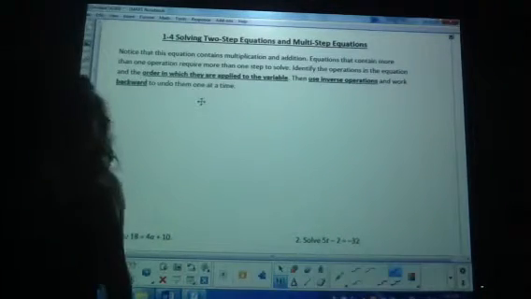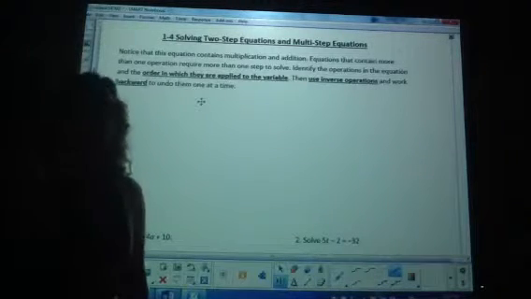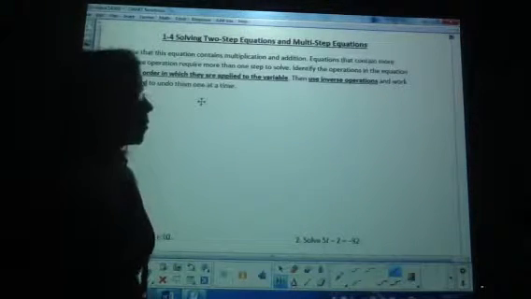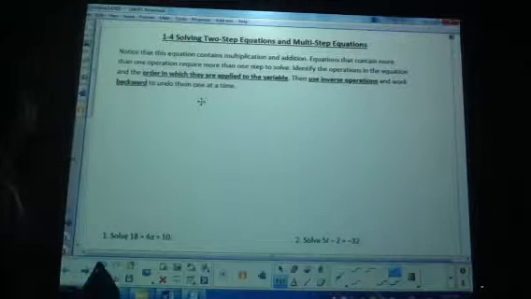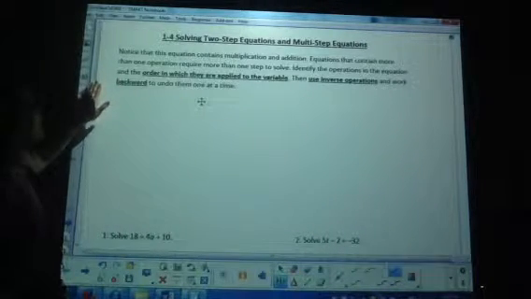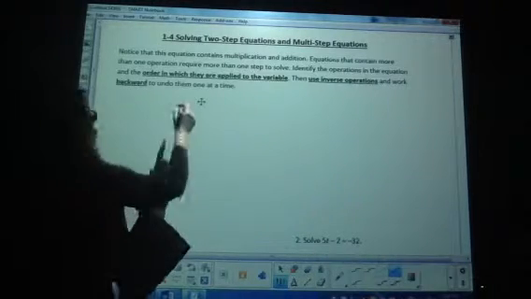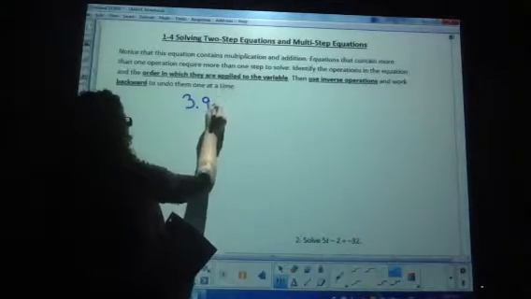So, here's your lesson for today, and we're going to talk about solving two-step equations, and we're going to start getting into some of the multi-step equations. So, you should have your template out on your desk and be ready to go. Alright, notice that this equation, let's go ahead and write it.